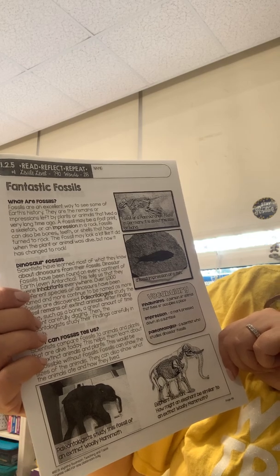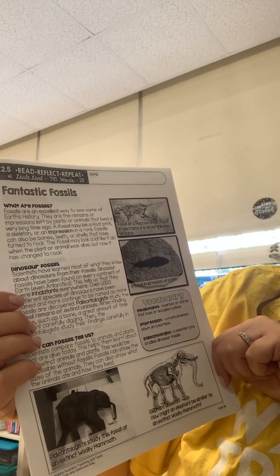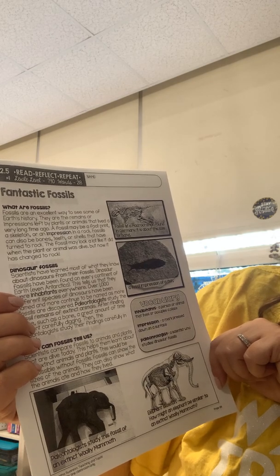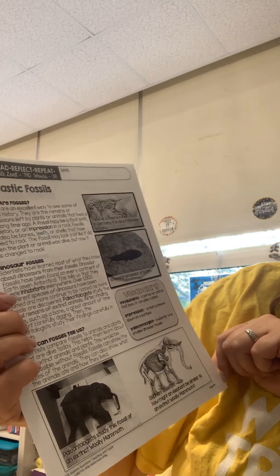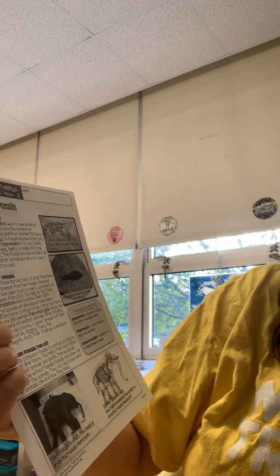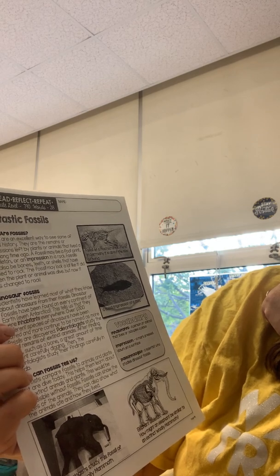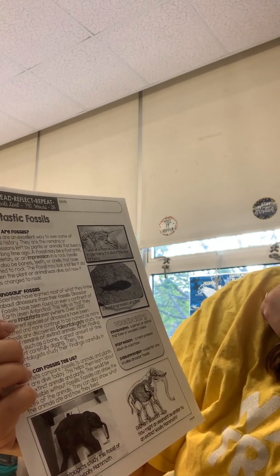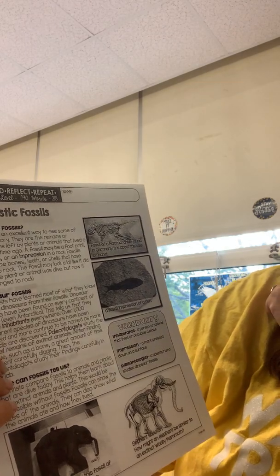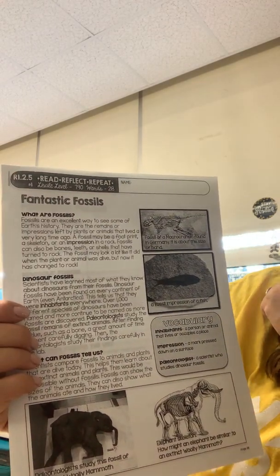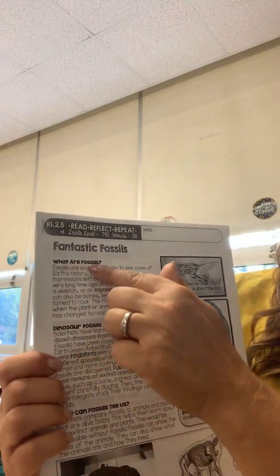Fossils are an excellent way to see some of Earth's history. They are the remains or impressions left by plants or animals that lived a very long time ago. A fossil may be a footprint, a skeleton, or an impression in a rock. Fossils can also be bones, teeth, or shells that have turned to rock. The fossil may look a lot like it did when the plant or animal was alive, but now it has changed to rock. And I see that I have right here a heading, what are fossils?